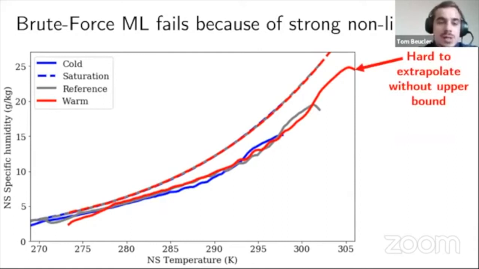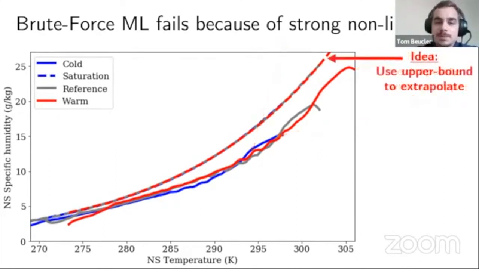If you just look at the blue curve, the cold climate, the neural network could very well predict the warm climate to go in this direction with the orange arrow, or this direction, and both of them would be correct from the cold data in a sense, but would lead to significant errors in the warm climate. And so the idea is to use that upper bound to better extrapolate to a warm climate.